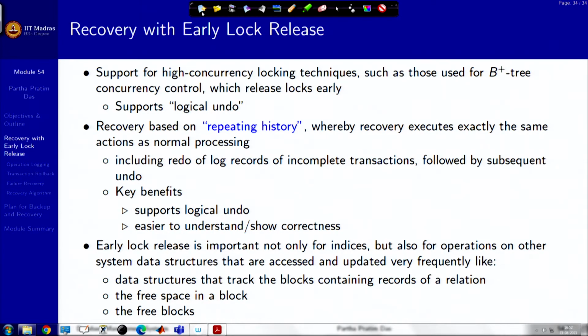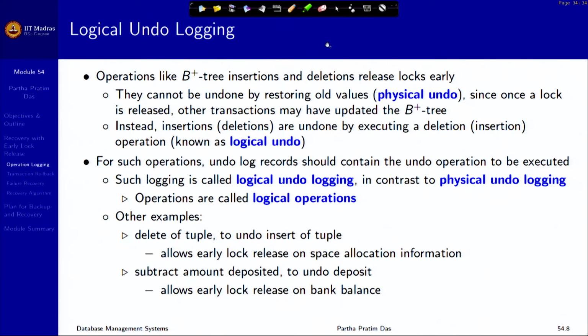And remember, early lock release is not only for indices, but even for any other system data structure that are accessed and updated frequently as a consequence of things that the transactions do. For example, data structures that track the blocks containing records of a relation, data structure that tracks the free space of a block, the free blocks themselves and so on. Right? So, early lock release is very much required, and for that you use this logical undo.